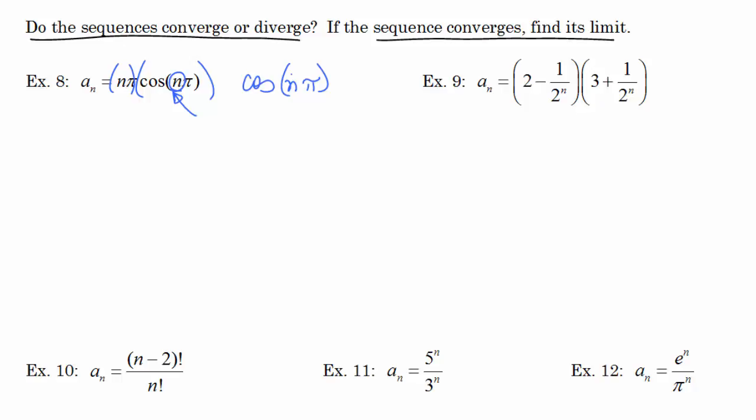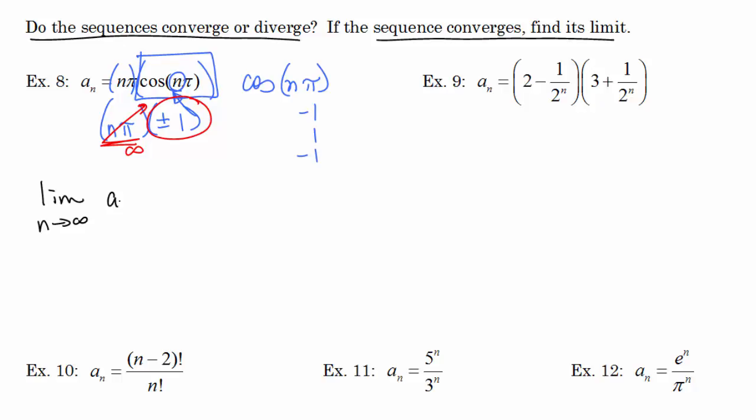What does the cosine equal at pi? At negative 1. 2 pi, positive 1. 3 pi, negative 1. So what does this do? It oscillates between negative 1 and positive 1, multiplied by n pi. Well, even though we have plus or minus, as n gets really large, multiplied by pi, which is like 3.14, that's going to approach infinity. So we can say the limit as n approaches infinity of a sub n diverges. The limit does not exist.